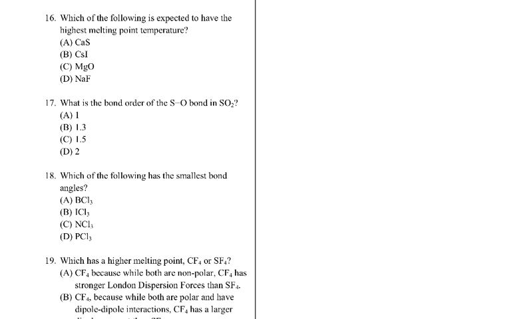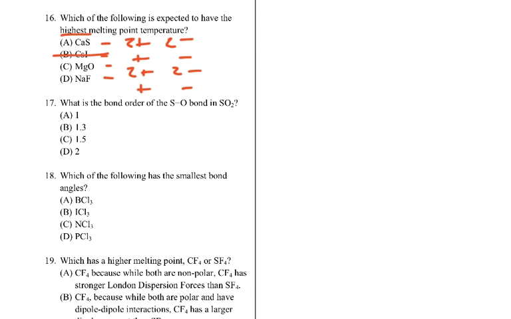16. Which of the following is expected to have the highest melting point temperature? Well, these are all ionic compounds, so we're talking about Coulomb's law, charge over distance: Q1 Q2 over d squared. Calcium and sulfur is a 2+ ion and a 2- ion. Cesium and iodine, that's +1 and -1. Magnesium and oxide, 2+ and 2-. And Na and F, that's +1 and -1. So who has the highest melting point? Who's got the strongest attraction between them?